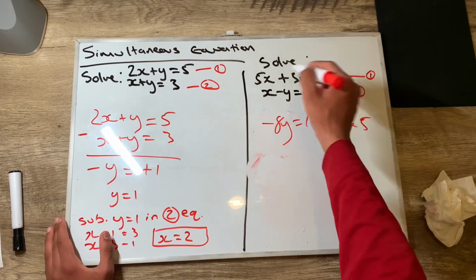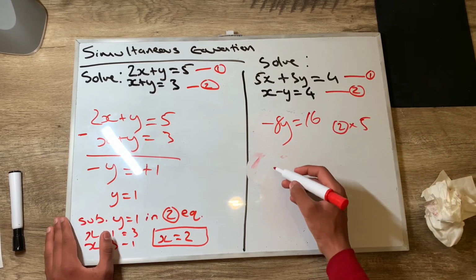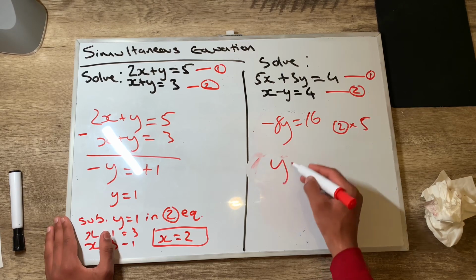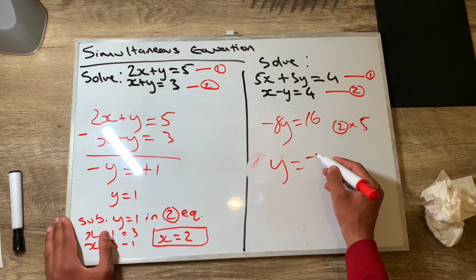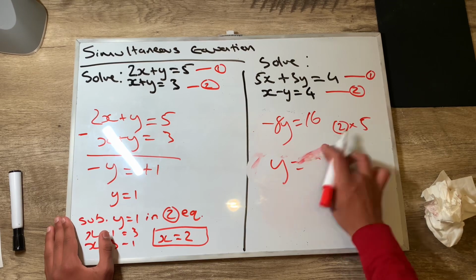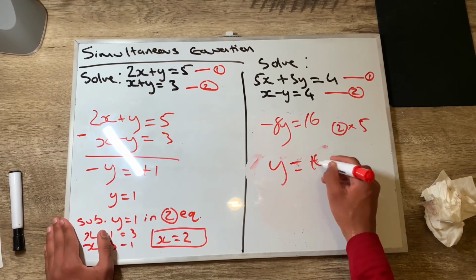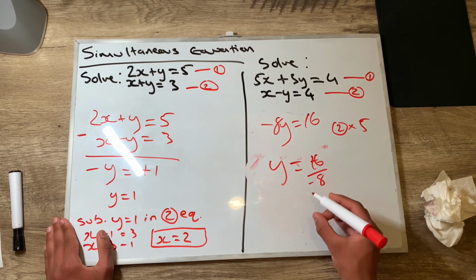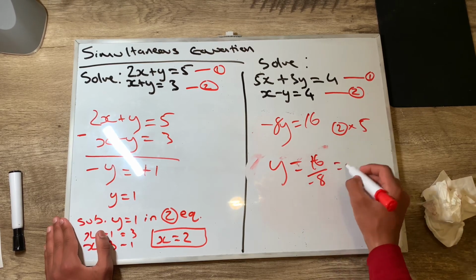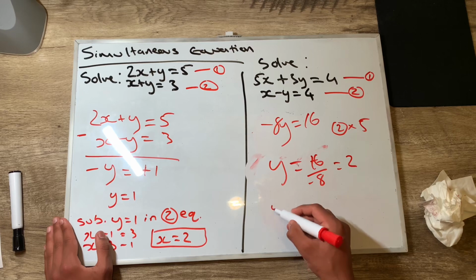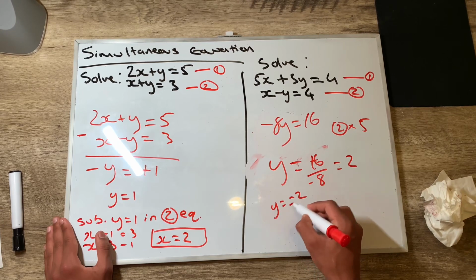So you times everything by 5 over here, and then you get y is equal to 16 divided by minus 8, and that will give you 2. So over here y is going to be equal to minus 2. You can't forget the minus sign.